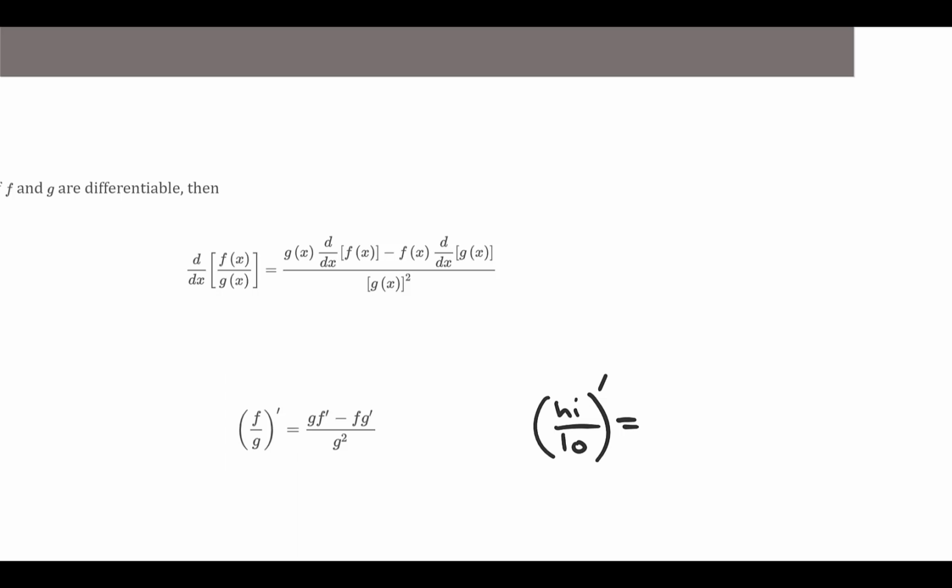Because unlike the product rule, you can't turn this around. There's a minus sign in the center. Product rule, you can be sloppy. Quotient rule, you can't. You'll get the wrong sign.